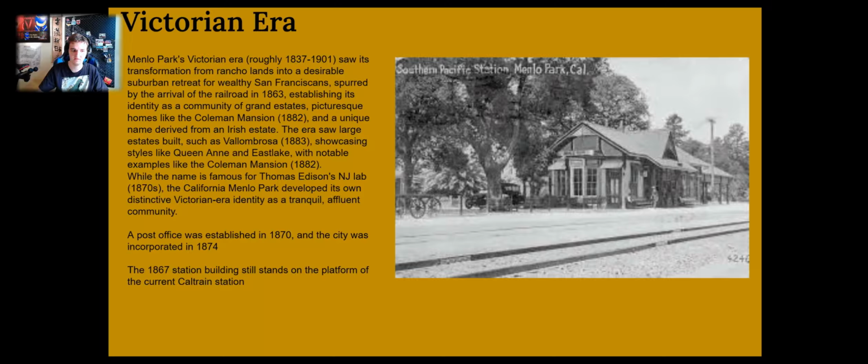And then in 1867, the station building still stands on the platform of the current Caltrain station here. That was in the same time, the 1860s, as what I explained before, when the railroads were being constructed here.